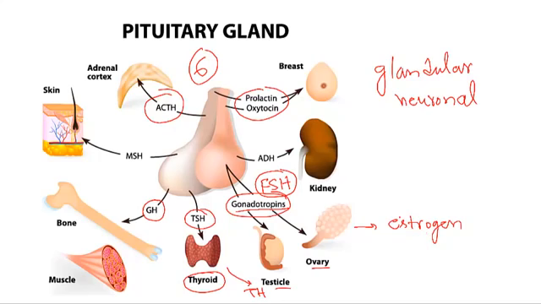And in males, the target is the testis. In that case, it stimulates the sperm cells and the production of sperm. Now the luteinizing hormone is another type of such gonadotropin, and it also targets the follicle and triggers the ovulation process.